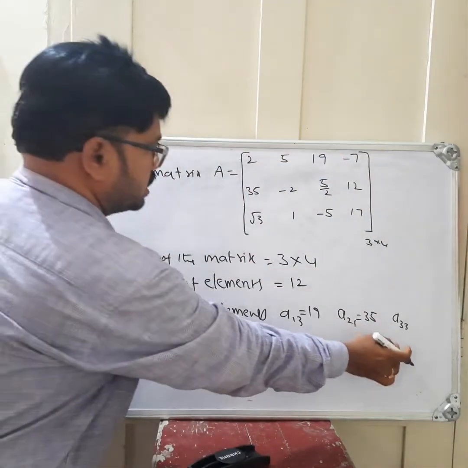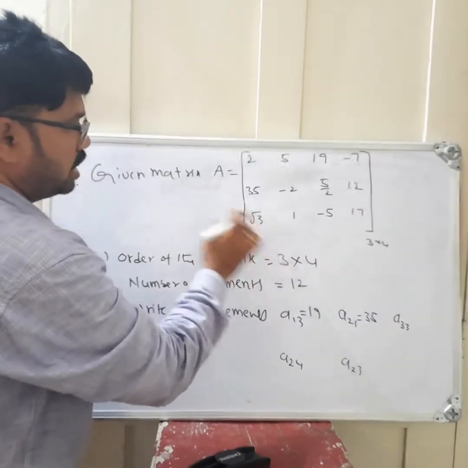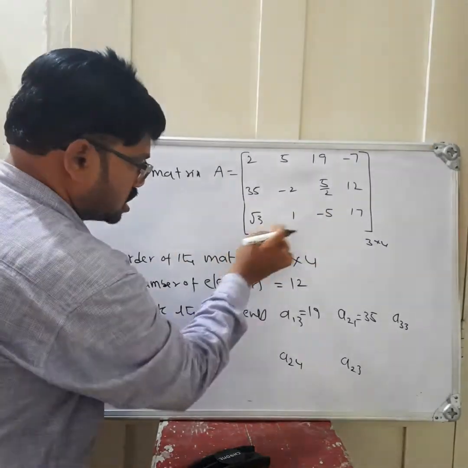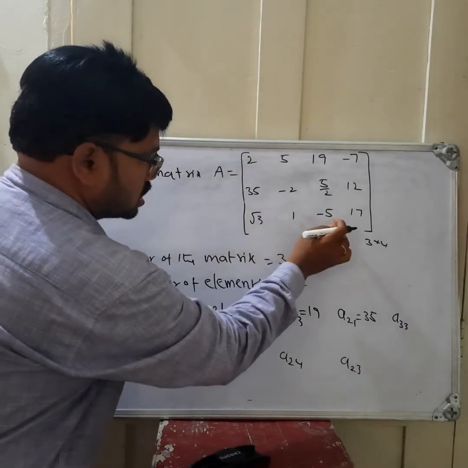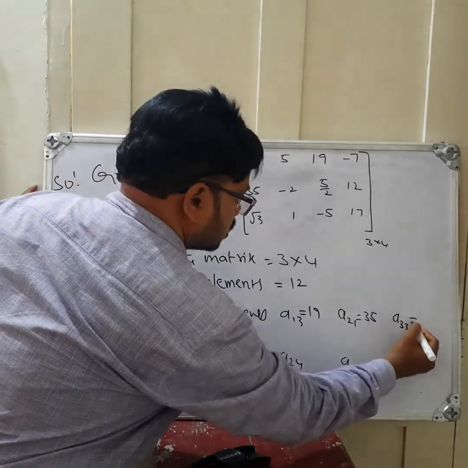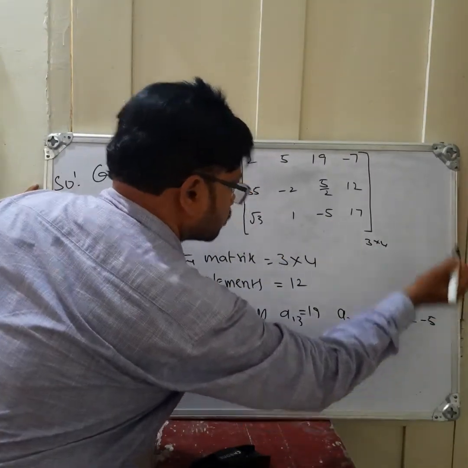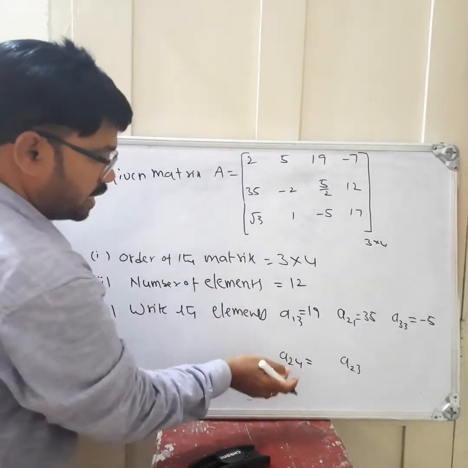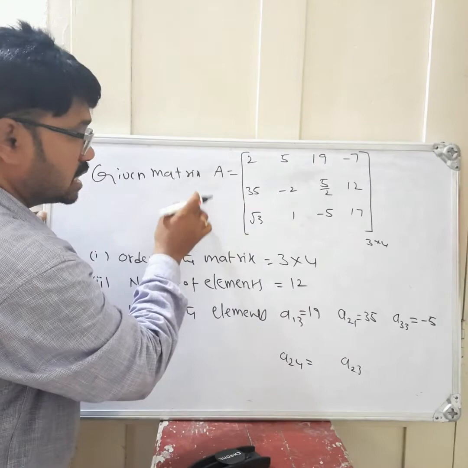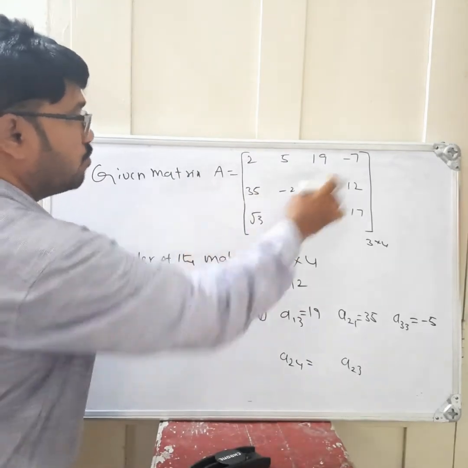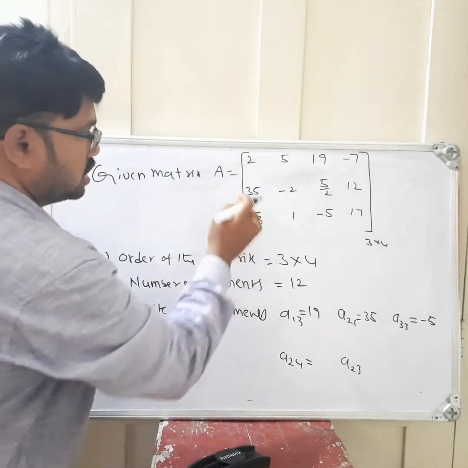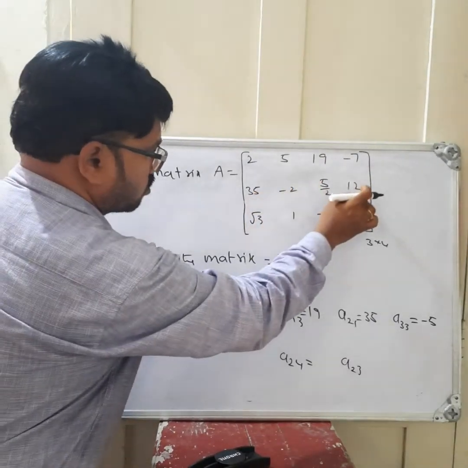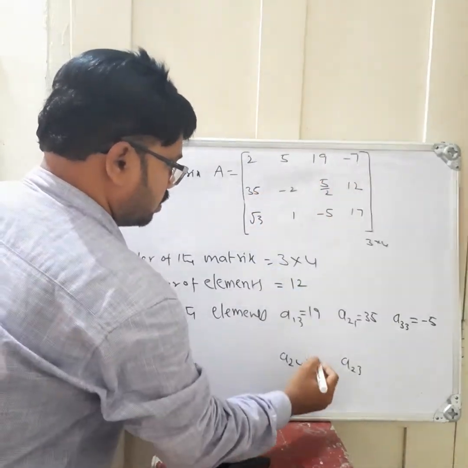Next, A33 means the element in the third row, third element. In this third row, what is the third element? The third element is equal to -5. And next, A24. That means the element in the second row and fourth element. This is the second row. What is the fourth element? 1, 2, 3, 4. 12 is the fourth element.